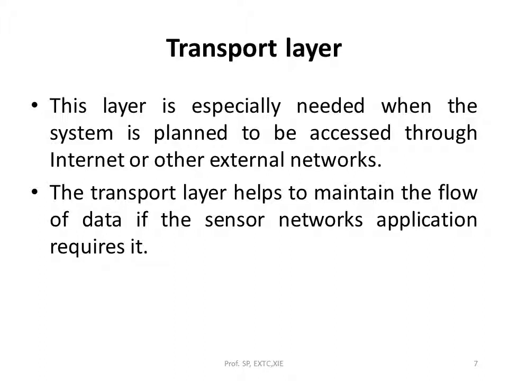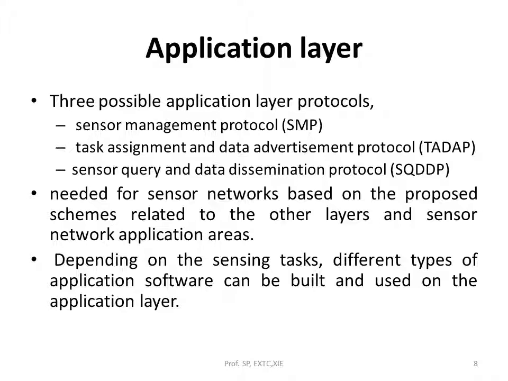The transport layer is especially needed when the system is planned to be accessed through the internet or other external devices. It helps to maintain the flow of data if the sensor network application requires it. Then we have the application layer. Three possible application layer protocols are there: SMP, the sensor management protocol; the task assignment and data advertisement protocol; and the sensor query and data dissemination protocol. These are required based on the proposed system related to other layers, and depending on the sensing task and type of application, the application layer is built up.